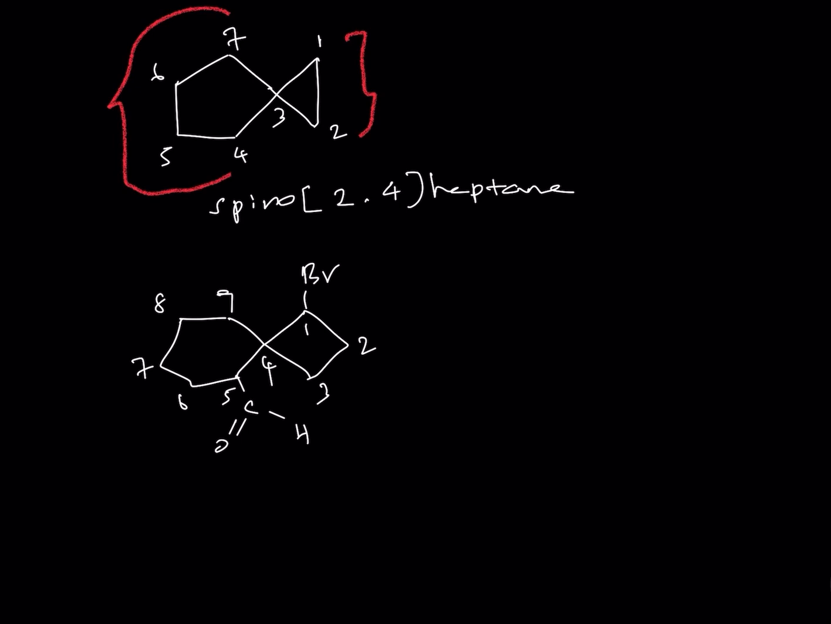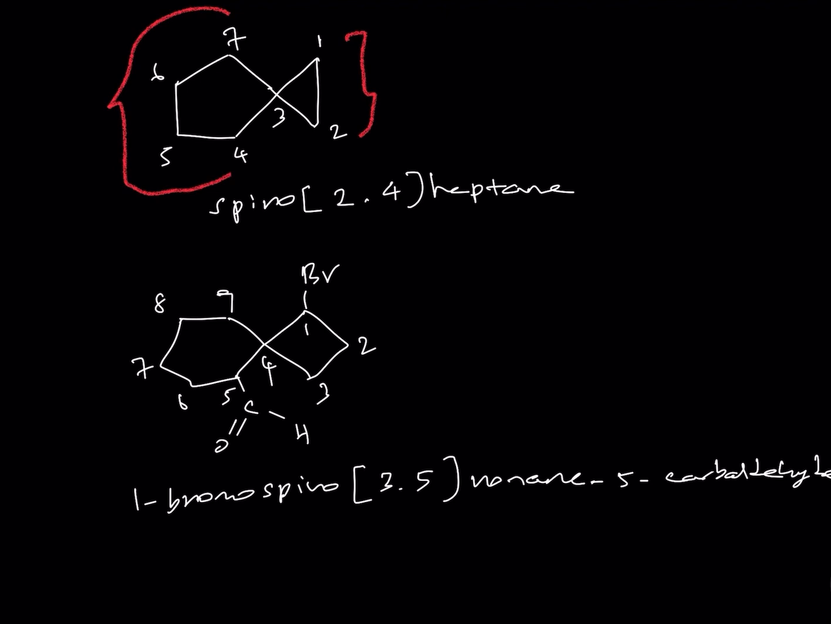So the IUPAC name is going to be 1-bromo, and then Spiro 3.5, because basically you have a 4-membered ring here and a 6-membered ring here. Nonane-5-carbaldehyde, because that's your functional group.